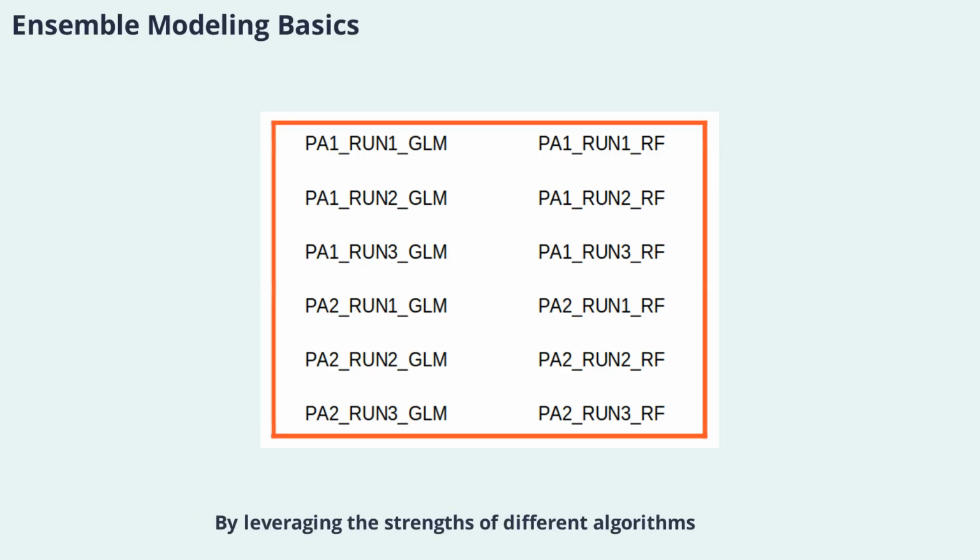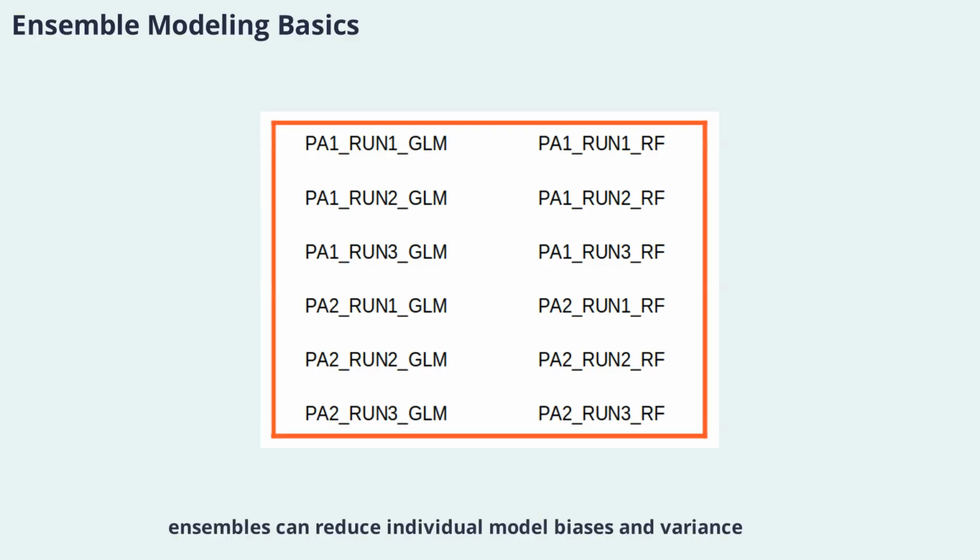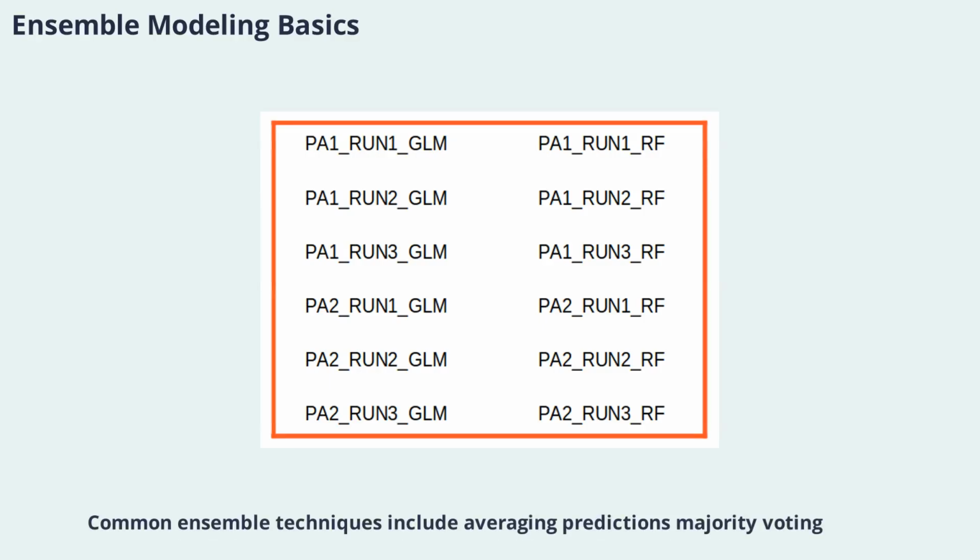Ensemble modeling combines predictions from multiple models to improve overall accuracy and robustness. By leveraging the strengths of different algorithms, ensembles can reduce individual model biases and variance. Common ensemble techniques include averaging predictions, majority voting, or weighting models based on their performance. Ensembles are particularly useful when single models show varying results, as they provide a consensus prediction that is often more reliable. This approach is widely used in ecological modeling to enhance predictive power and account for model uncertainty.